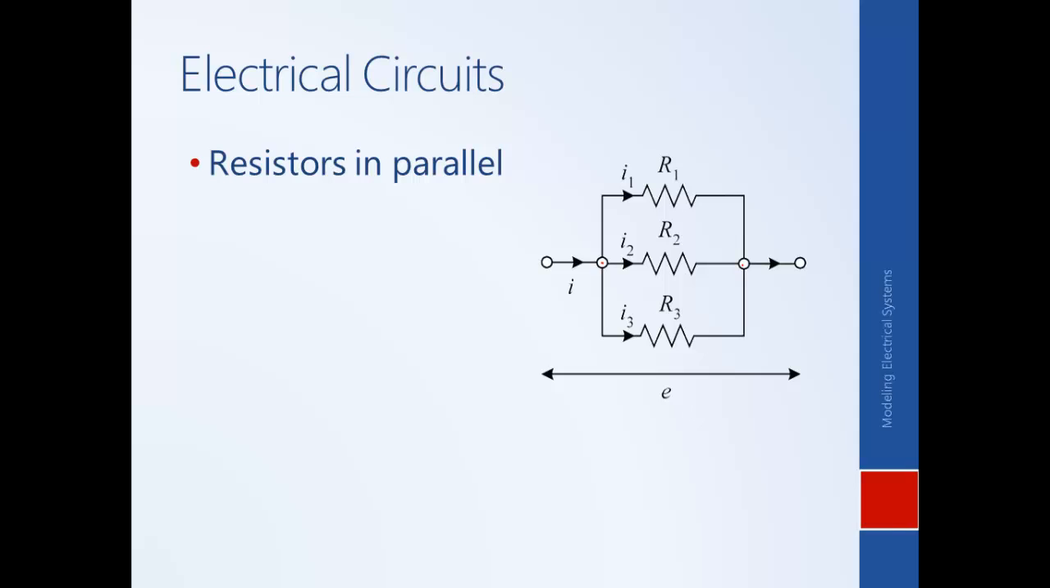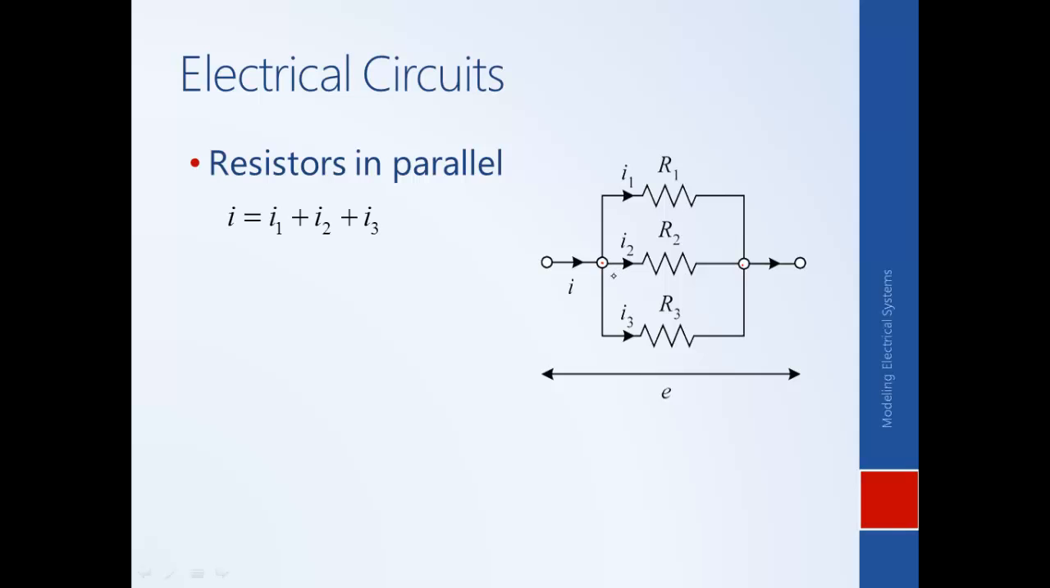The current through the individual resistors, however, can be different. So you can sort of imagine that we have electrons flowing through here, and each of the electrons can choose a different path. Some of the electrons will flow through the first resistor, some through the second resistor, and some through the third resistor. To quantify how much current is flowing through each resistor, we can again use Ohm's law.